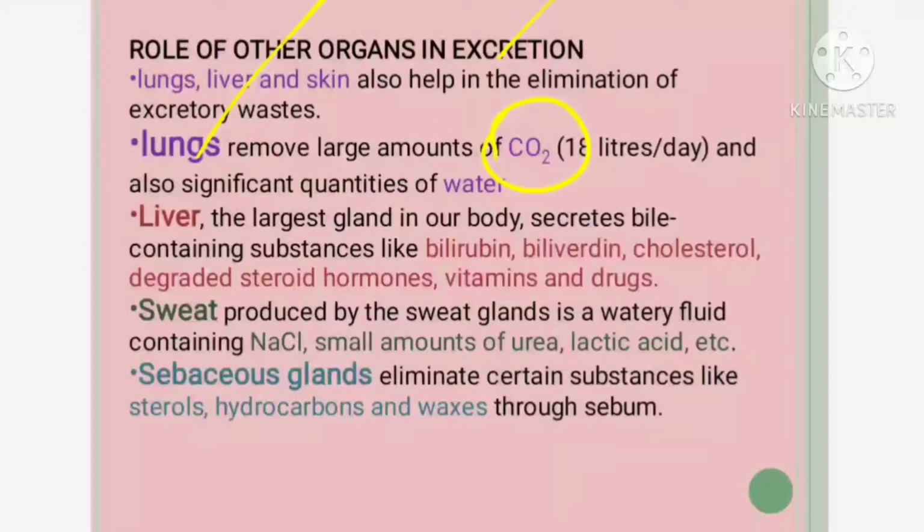For that, who is playing a major role? The lungs are playing a major role. Along with the carbon dioxide, when you exhale into a mirror, you can find water coming out too, isn't it? So, some amount of water is also excreted from our body.